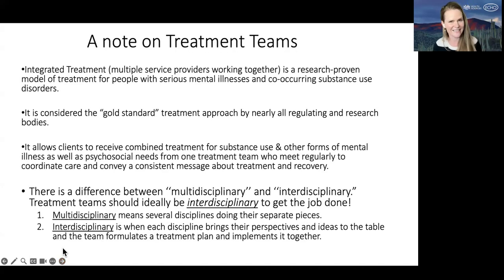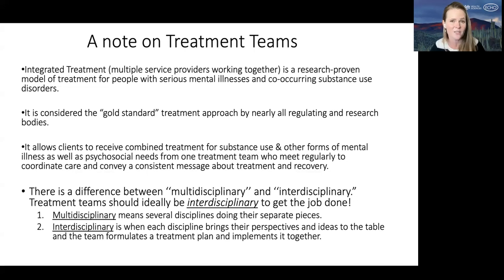So in terms of the semantics on treatment teams, we do know that integrated treatment, so multiple service providers working together, is considered the gold standard by really all of the regulatory and research bodies that work with this population. So it's a research proven model of treatment for people with all kinds of chronic illnesses, and in this case, people with serious mental illnesses and co-occurring substance use disorders. One of the reasons that integrated treatment is so successful is that it allows clients to receive combined treatment for their substance use and other forms of mental illness, as well as their psychosocial needs, ideally from one treatment team who meets regularly for care coordination and are able to convey a consistent, cohesive message about treatment and recovery.